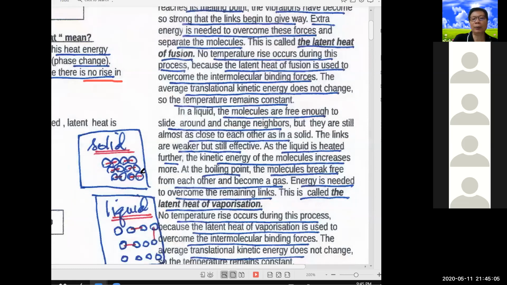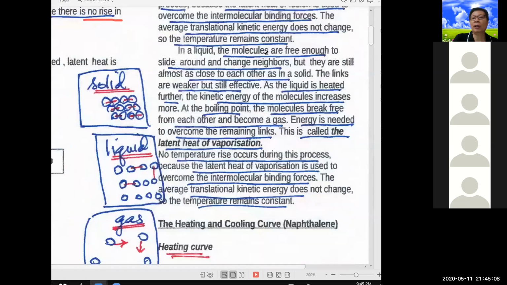In the liquid here, right? Molecules are free enough to slide around. They're free enough to move over each other, okay? But not totally free yet, to change neighbor. But they are still almost as close to each other as in the solid, still considered close. The links are weaker now, the binding, but still effective, still holding the molecules, okay? As the liquid is heated further, kinetic energy of the molecules increases, the molecules move faster, right?